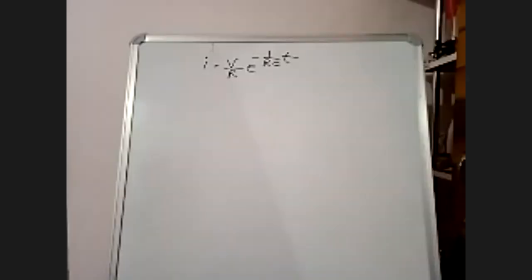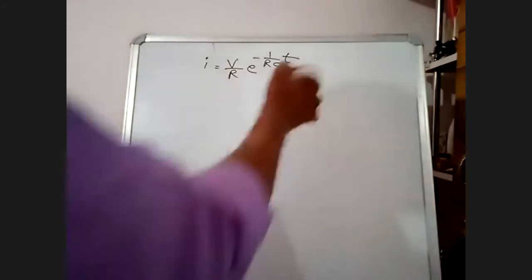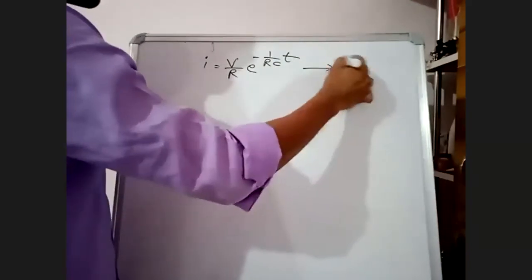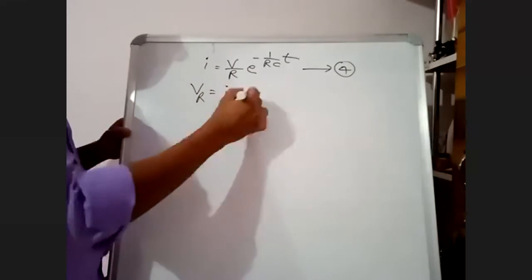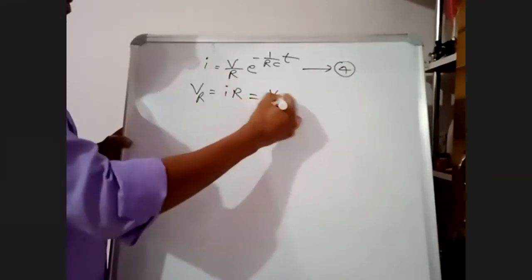Okay. Today we'll derive the formulas for voltage across the resistance. In your circuit, you are having resistance. So therefore, voltage across the resistance is VR equal to I into R. You know the current equation, that is V by R e power minus 1 by RC into T.